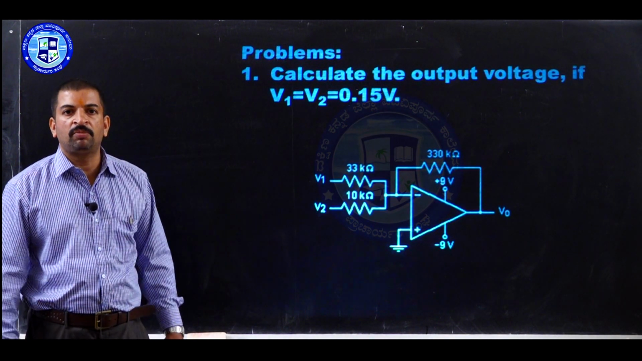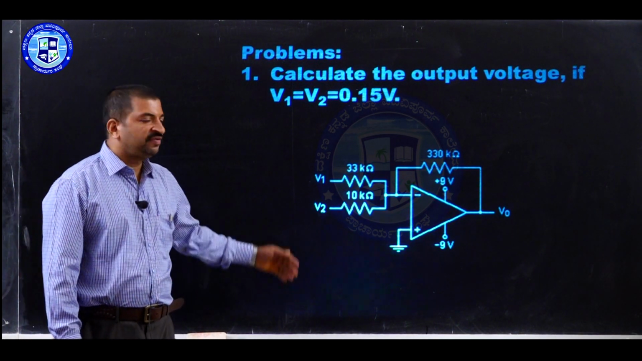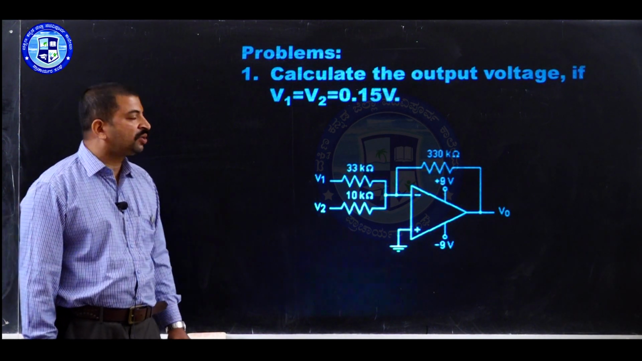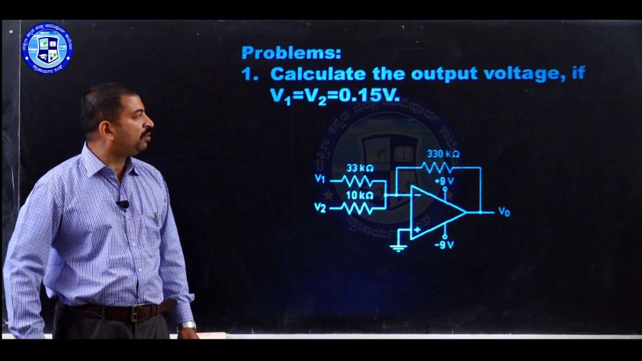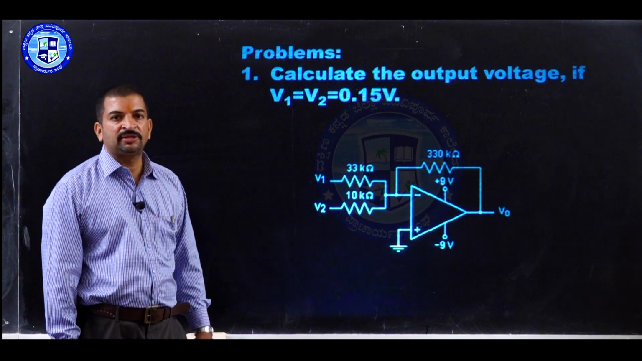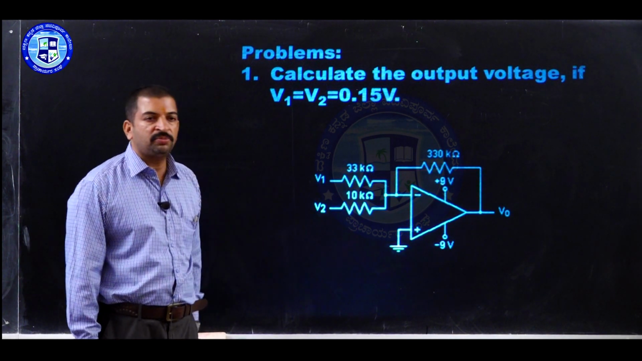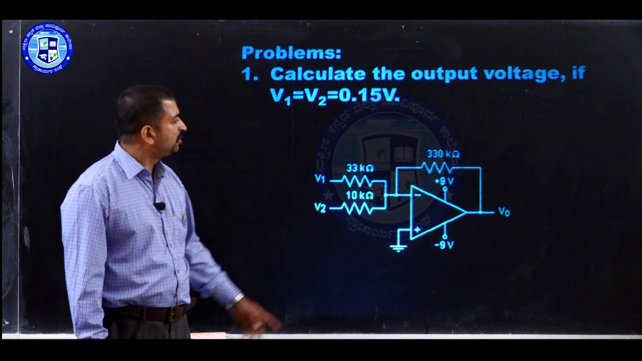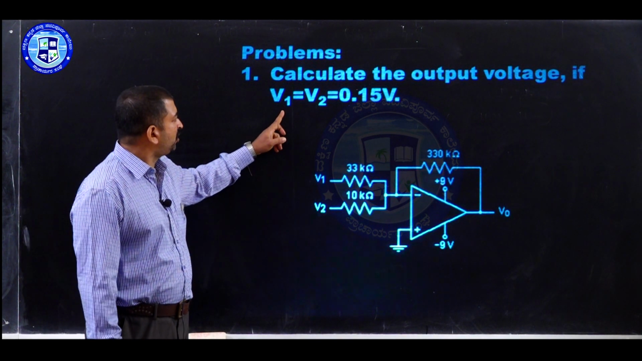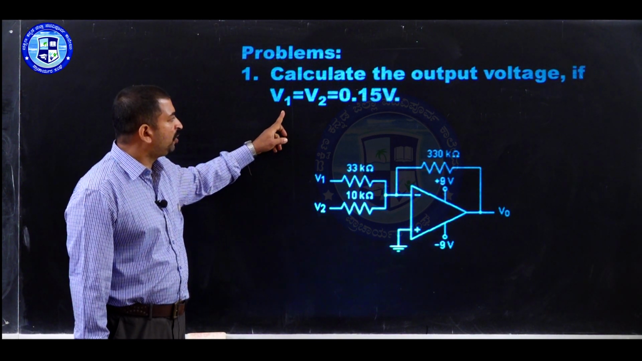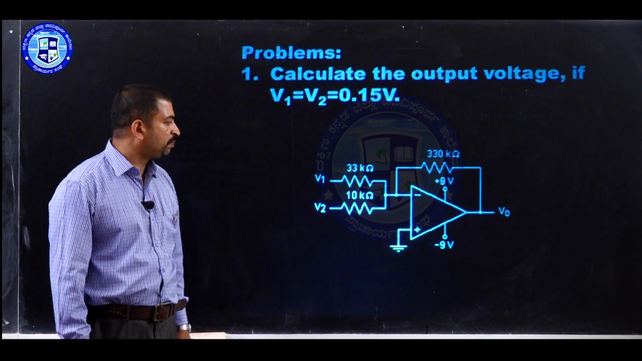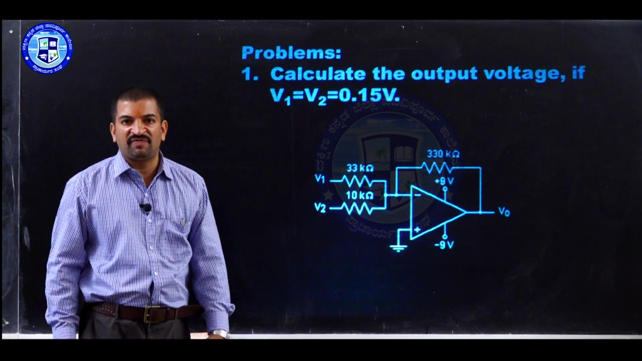Let us solve some numericals. The first numerical: calculate the output voltage if V1 equals V2 equals 0.15 volts. Here in this circuit, they have given the resistance values 33 kilo ohm and 10 kilo ohm. These are the input resistors. The feedback resistor is 330 kilo ohm. The input voltages to the circuit are V1 equal to 0.15 volt and V2 equal to 0.15 volt. It is an op-amp inverting amplifier circuit.